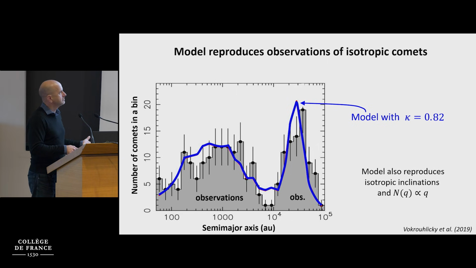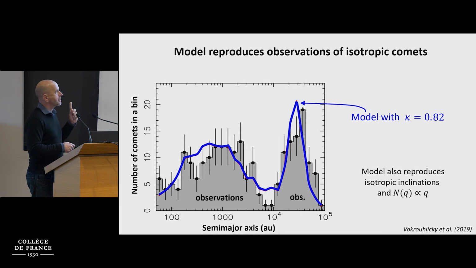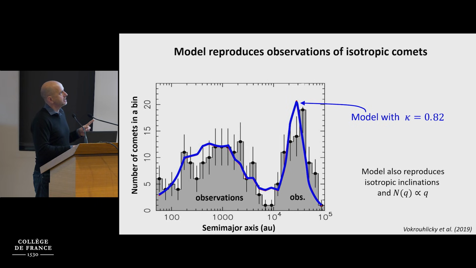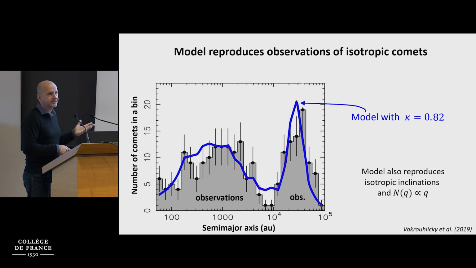It's not ideal, right? It runs a little bit higher here, a little bit to the left here, but overall, it's a pretty good correspondence. The model reproduces the Oort peak and also has the returning comets. Now, this happens for the best value of kappa, about 0.8.